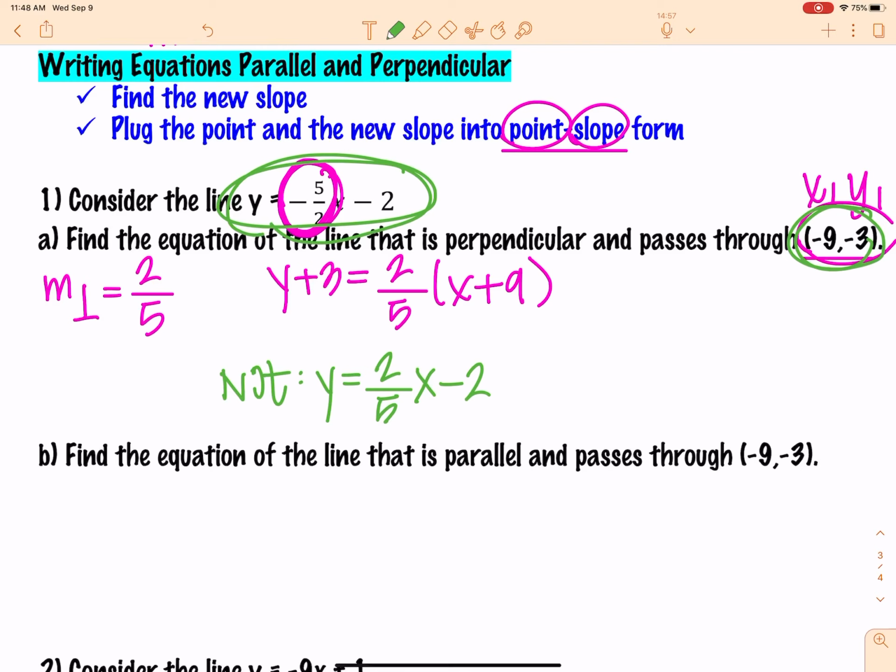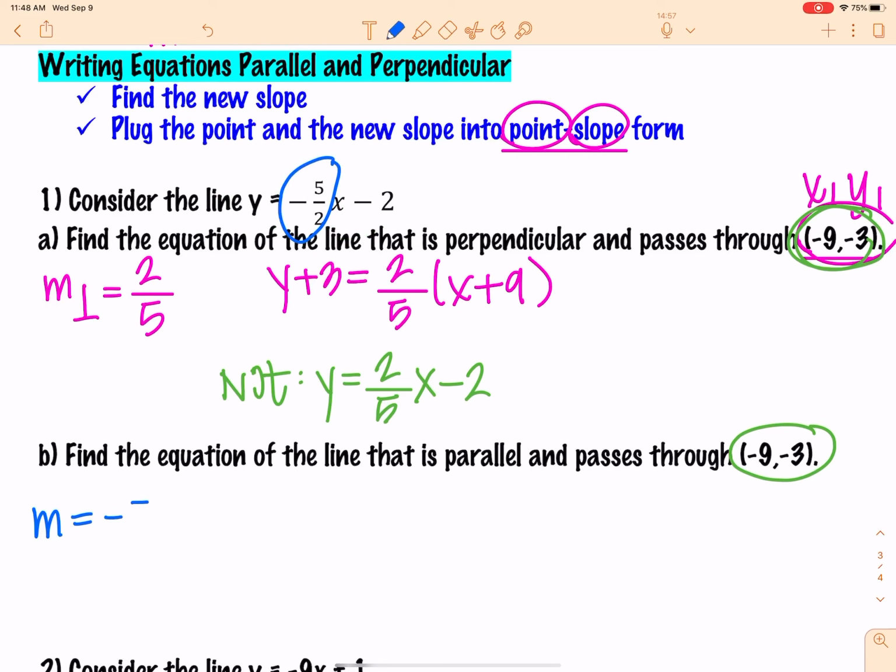All right, so we're on part B. It's the same exact question. All we're doing now is just making sure it's a parallel line, and it still passes through that -9, -3, but now we just have a parallel slope instead. So again, you look back at the original equation. So the original equation has a -5/2 slope. So our slope is actually going to stay exactly the same. The only thing that's changing here is that it's going through -9, -3.